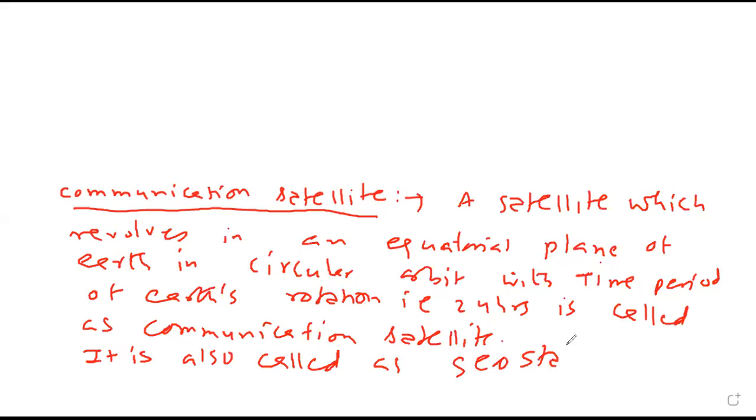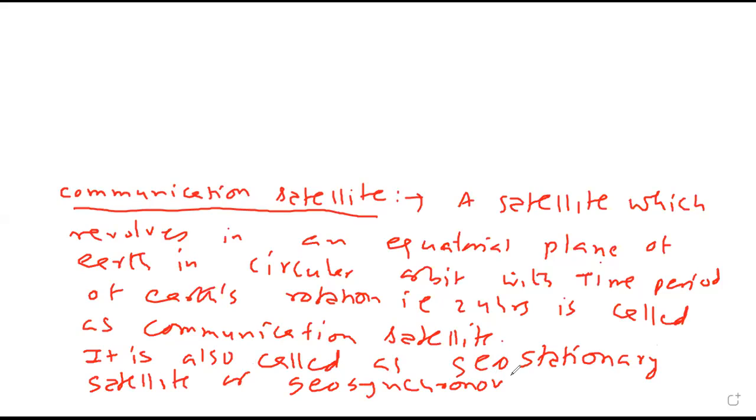It is also called a geostationary satellite because it appears to remain stationary from any point on the Earth. Geostationary satellite or geosynchronous satellite or parking satellite. So geostationary, geosynchronous, parking satellite, communication satellite, all are the same. Remember, its time period is 24 hours.